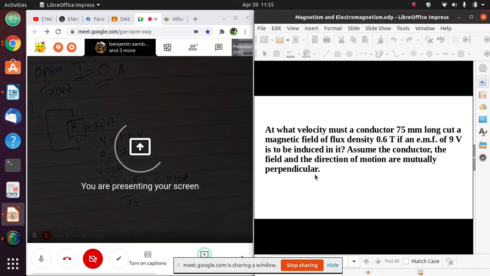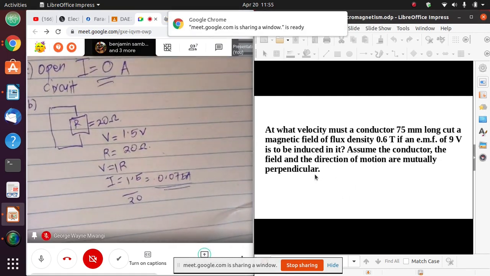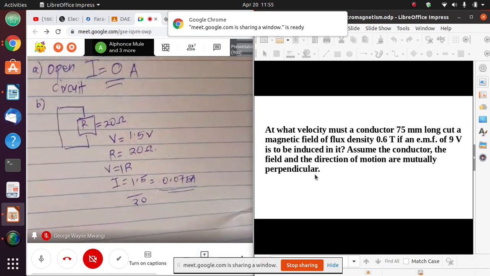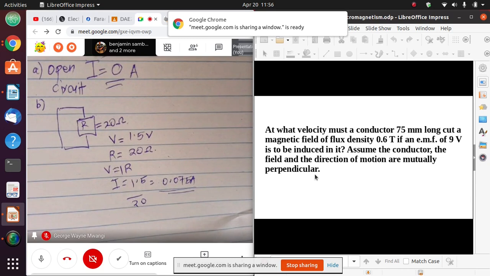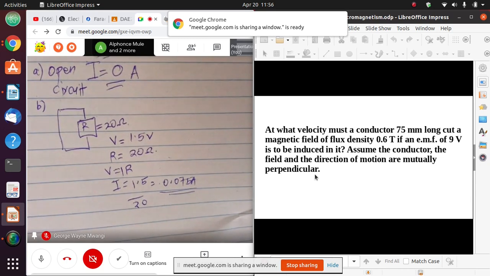Let's try this example. The question is, at what velocity must a conductor, which is 75 millimeters long, cut a magnetic field of density 0.6 Tesla if an EMF of 9 volts is to be induced? Now, you're being told to assume that the conductor is cutting the field at 90 degrees. It's mutually perpendicular, meaning that the sine of 90 is 1, so you don't have to include that in your calculations. So at what velocity must that conductor cut the magnetic field if you want to have an induced voltage of 9 volts?